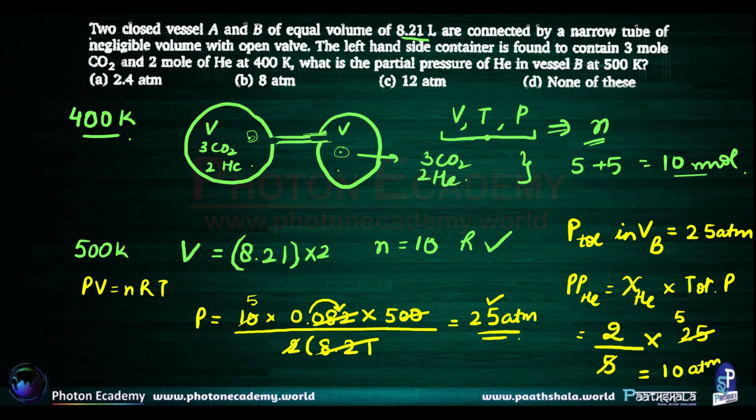And can you tell what would the partial pressure of CO2 be? It will be the total pressure minus the partial pressure of helium, that is 25 minus 10, that is 15 atm. So therefore our answer, which is 10 atm, is nowhere to be seen in the options, and therefore the answer becomes none of these.